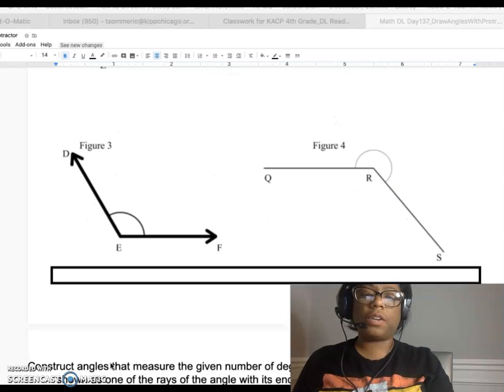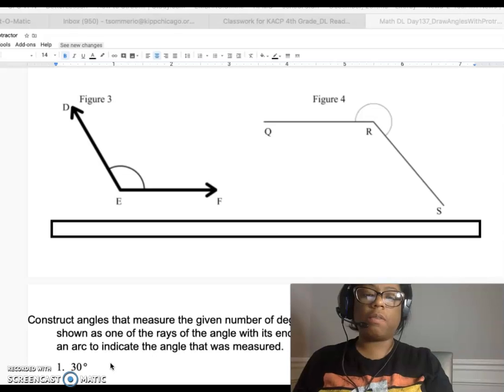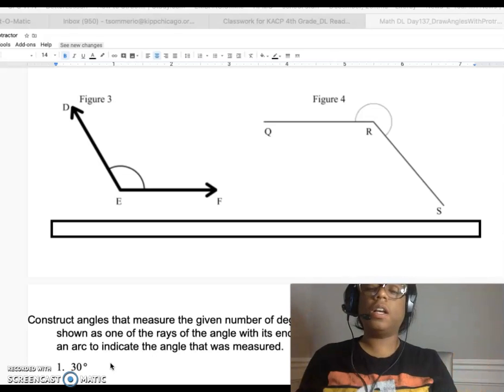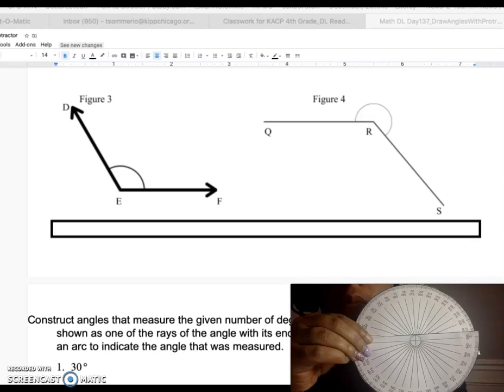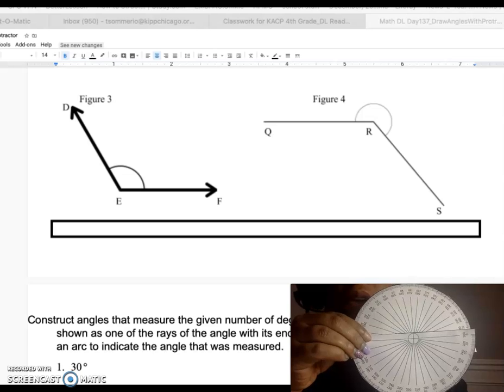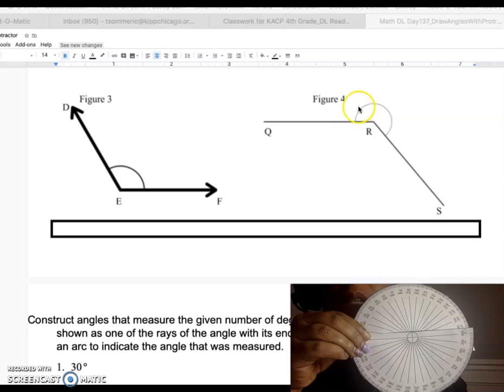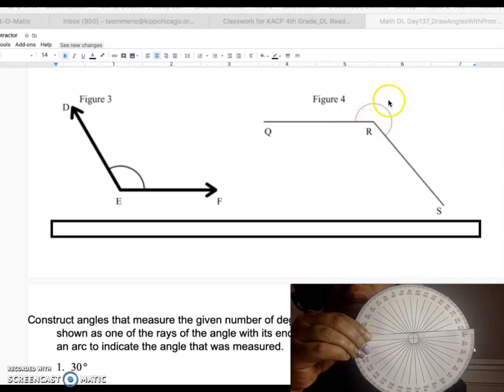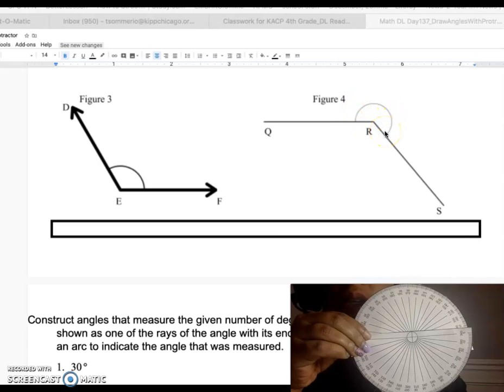Now, let's look at figure number 4. For figure number 4, we have to use the entire circular protractor. Now, when we use the circular protractor, it looks exactly like this. So altogether, it equals 360 degrees. And the way that I knew that we had to use the circular protractor is because it had a circle going on the outside of the angle. It had this circle. So I knew that I would have to use my circular protractor.